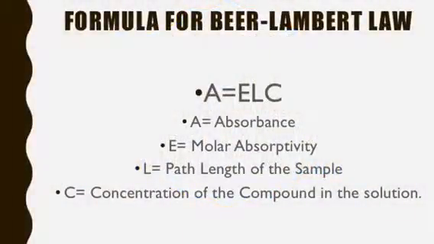Here's the formula for Beer-Lambert law. A equals ELC. A equals absorbance, E equals molar absorptivity, L equals path length of sample, C equals concentration of the compound in the solution.